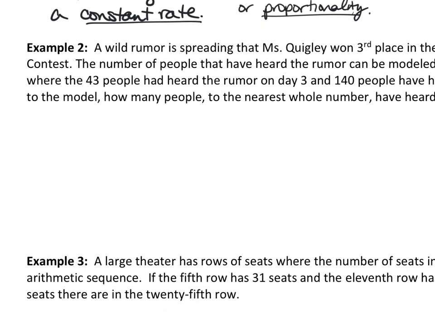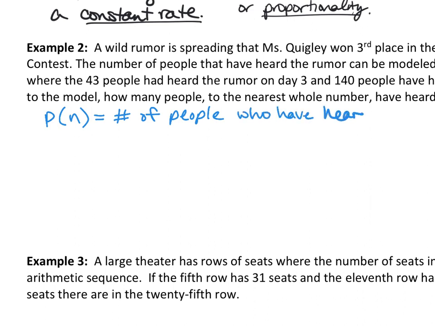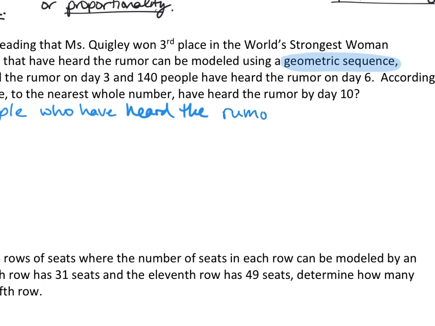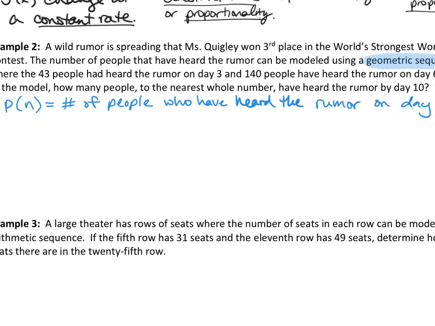First of all, we have to define our function. Since we're talking about the number of people that hear the rumor, we're going to call our function p of n. It's going to stand for the number of people who have heard the rumor on day n. And because that's the variable I decided to use, if you happen to use an x, you'd say on day x. So p of n is going to be the number of people who have heard the rumor on day n.